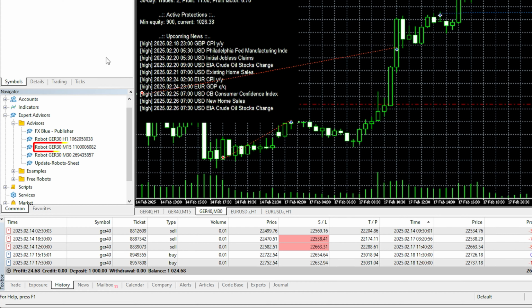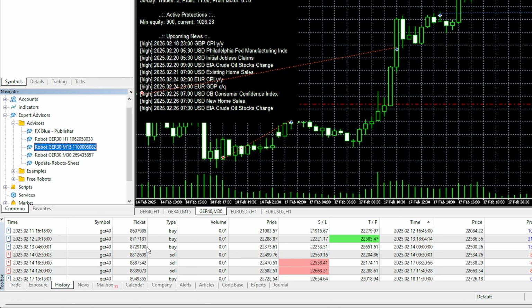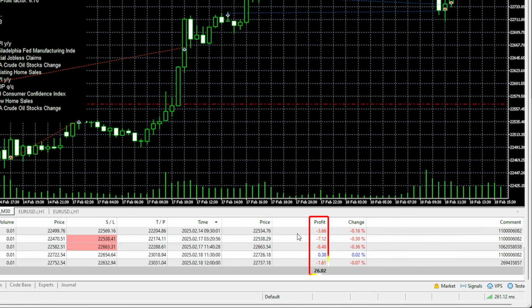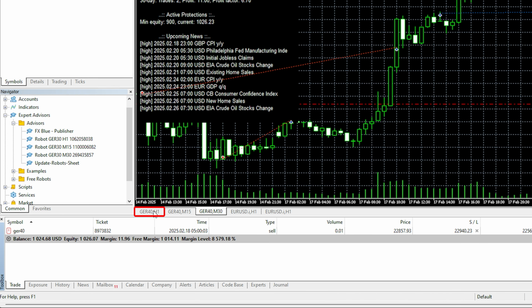And I'm already testing this expert advisor on a live account, and it's the one with the magic ending on 6082. This is a relatively new account that I started about 1 week ago, and already there is some profit in the account. And in this account I am trading 3 expert advisors just to diversify the risk, so I don't put the whole exposure on one EA.